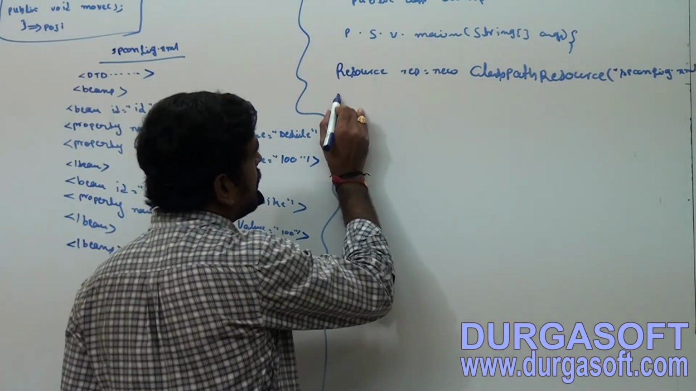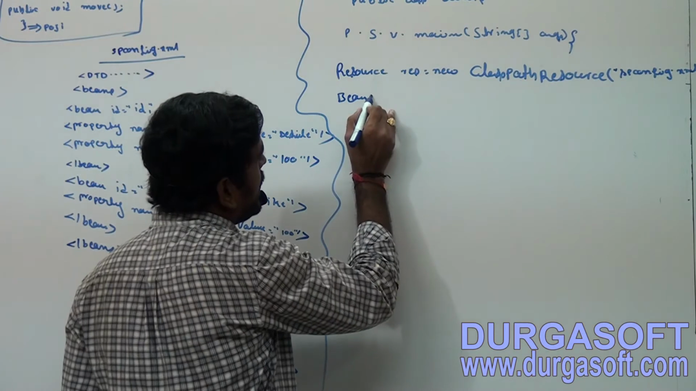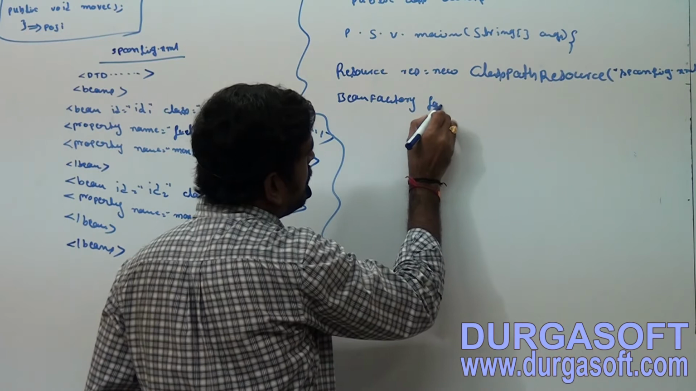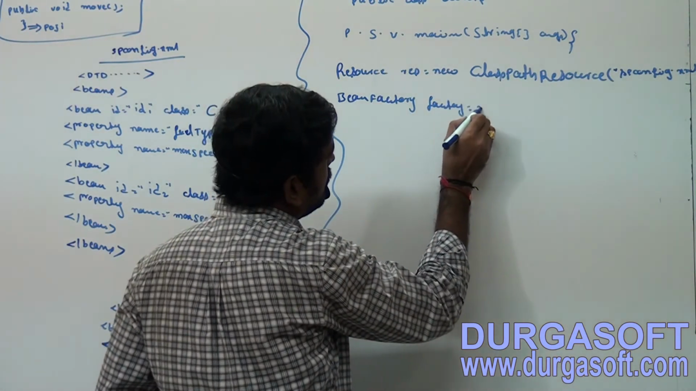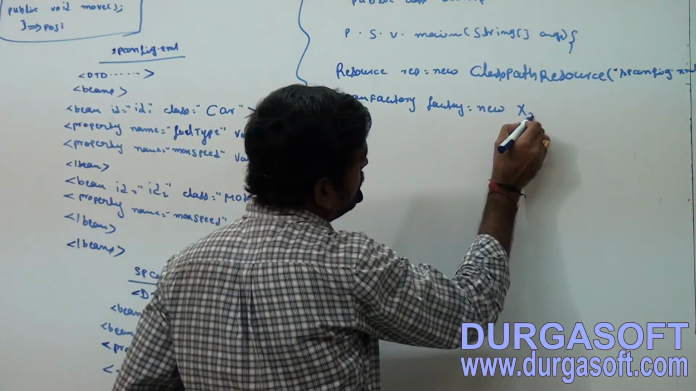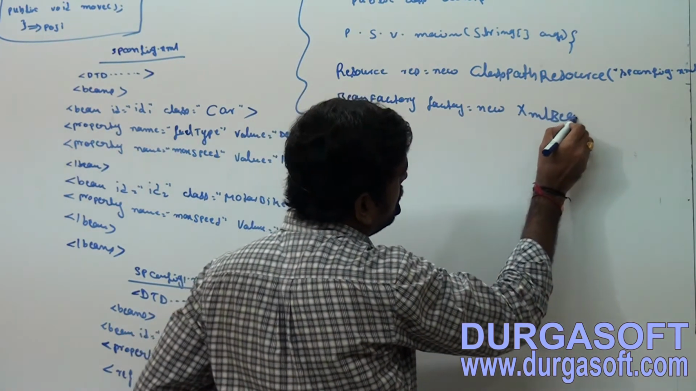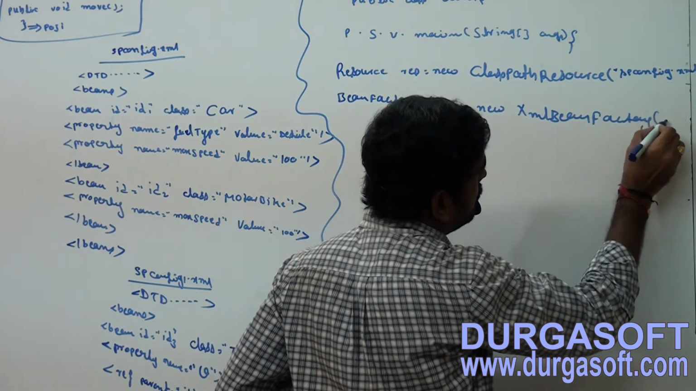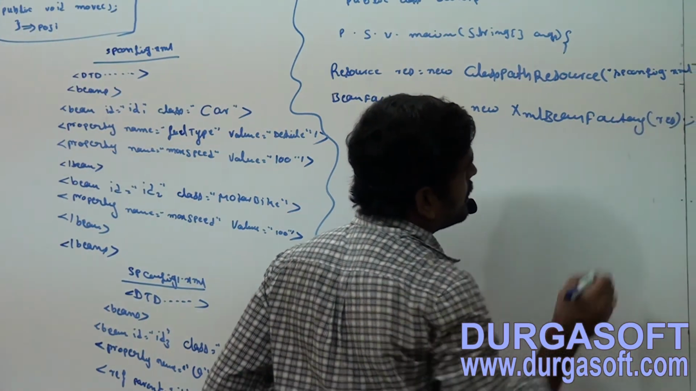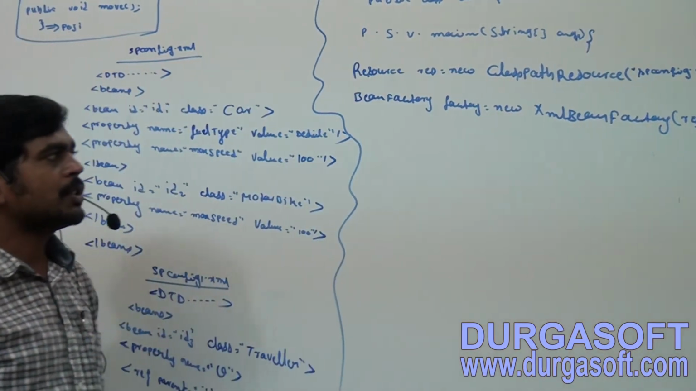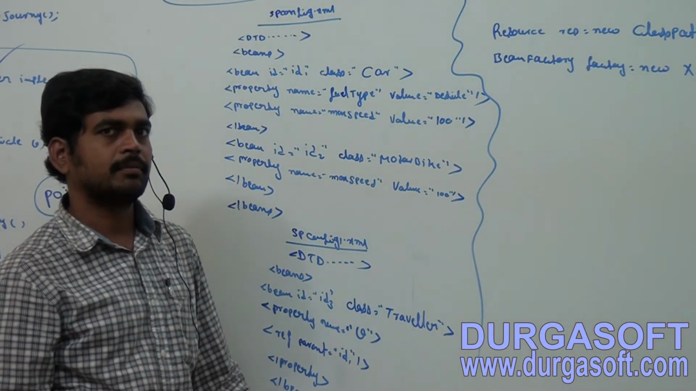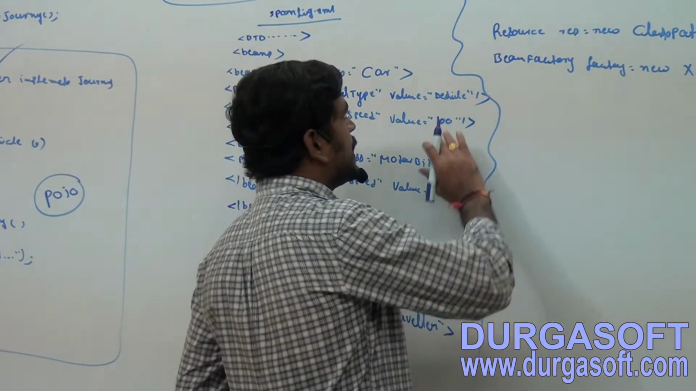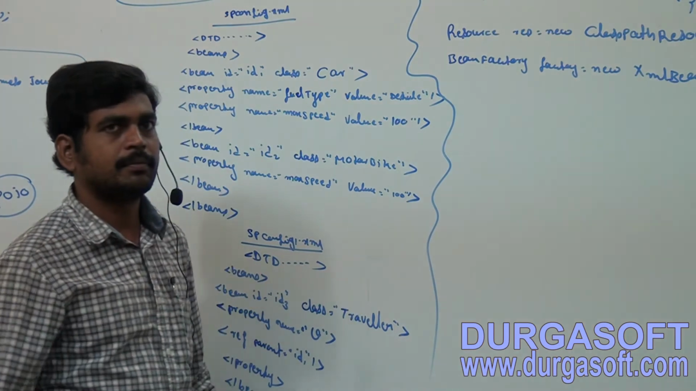The next, the container: BeanFactory factory is equal to new XmlBeanFactory. This is the container. Now what do we have to pass here? res, into new XmlBeanFactory. The first configuration file is over.